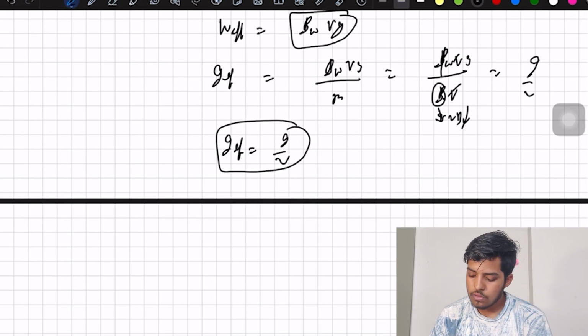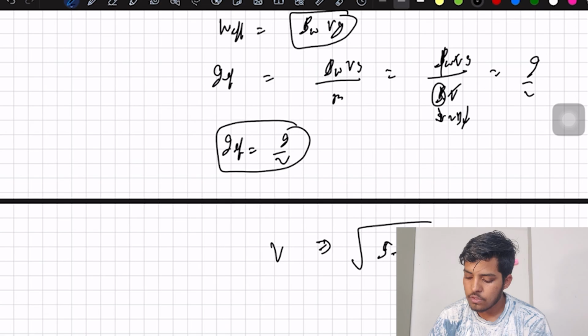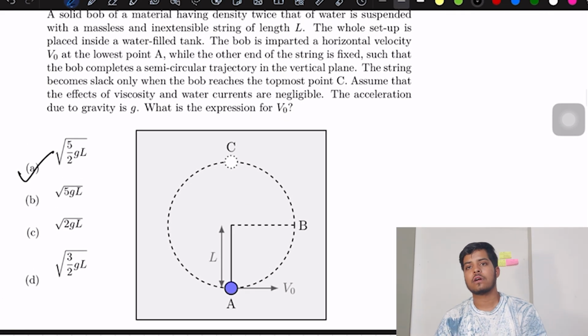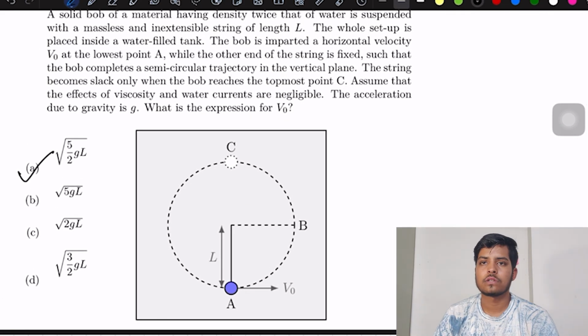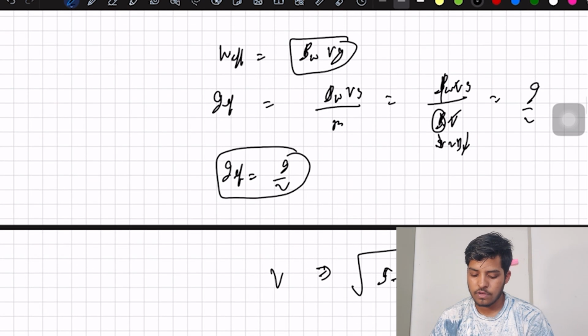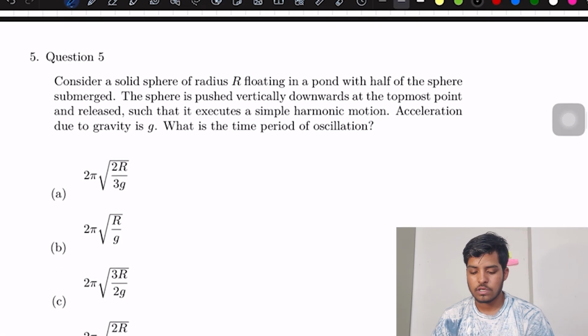So minimum velocity required equals under root 5 into g effective into L, which equals under root 5 into g upon 2 into L. So which option? So the A option, again A option is correct. It was a good question because we had to relate the density also. So it was a nice question. So let's move to question number 5 and see what it is asking.